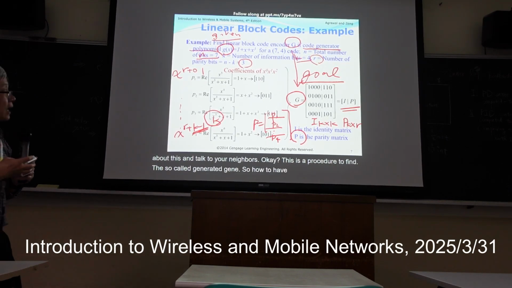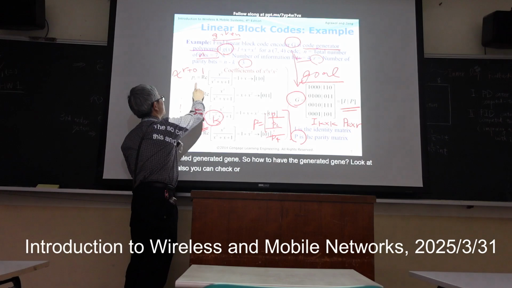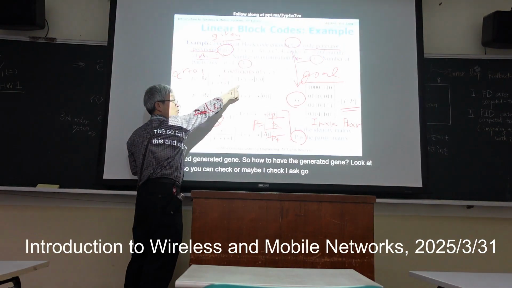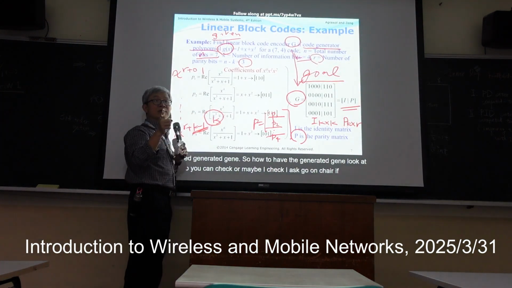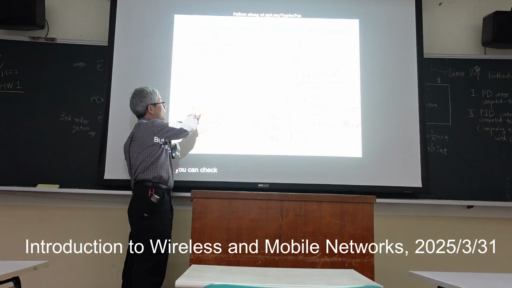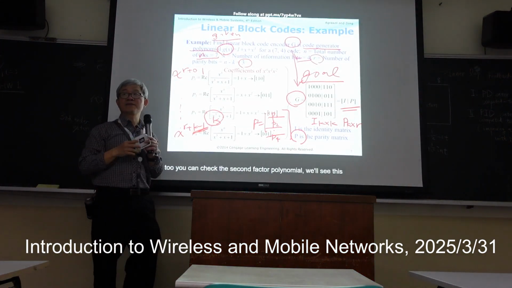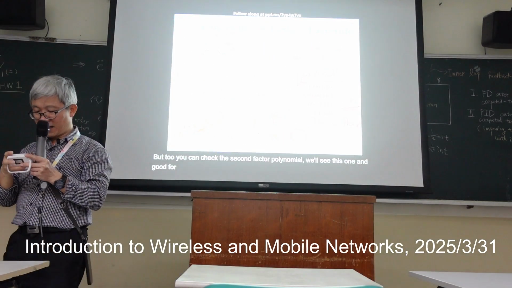So how to have the generator G? Look at this. And also you can check. Maybe I ask, group one, check, is it true? The remainder. And group two, you can check the second vector polynomial. Group 3, this one. And group 4, check these.